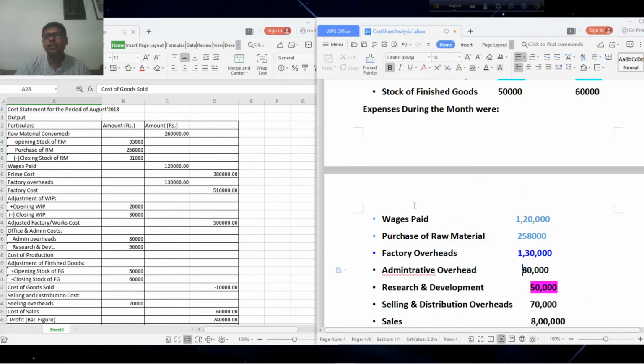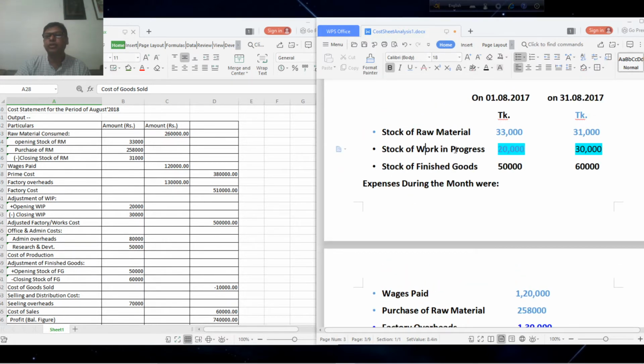Here the only different thing is the work in progress. Work in progress means the raw material or materials that are half done, half processed, so some portion is used and some is not used, that is unused. So the unused work in progress will be adjusted here. It is the factory cost segment, so we have to adjust it after we find out the factory cost. That will give us the adjusted factory cost.